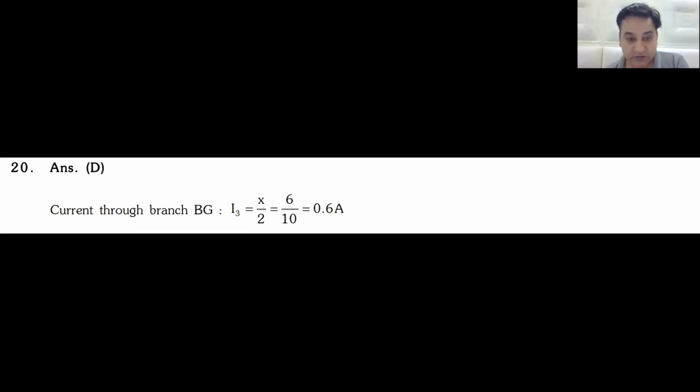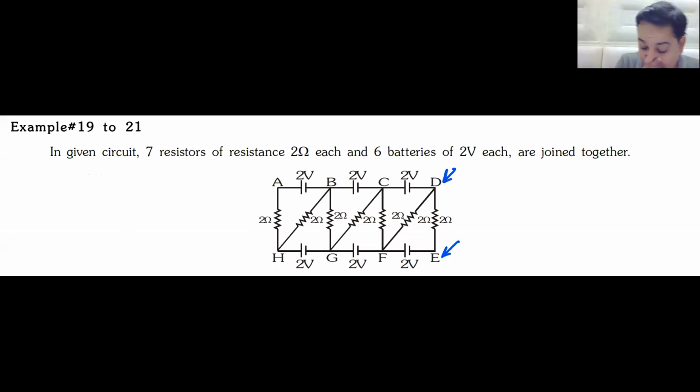The third part of the question was the current through the battery AB. So current through the battery AB, that is the third part of the question. I'll show you the question again. The question is here. What is the current through the battery AB? This one.